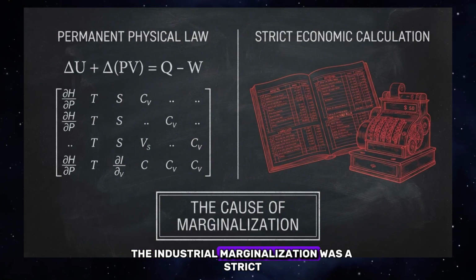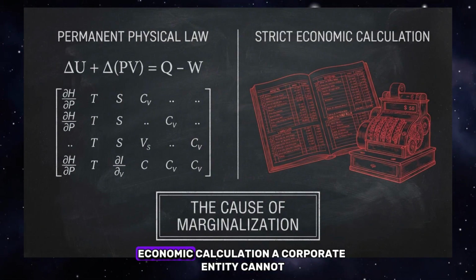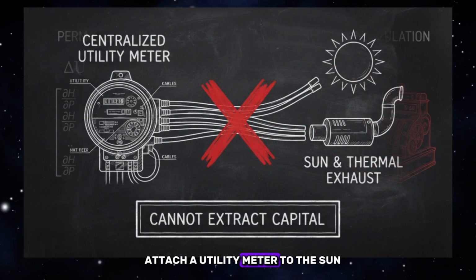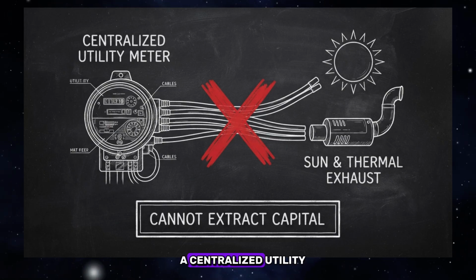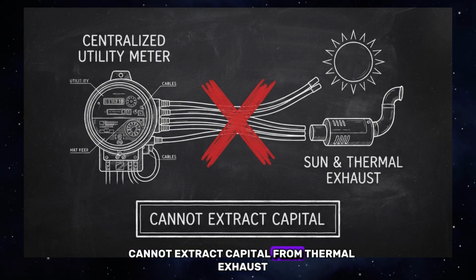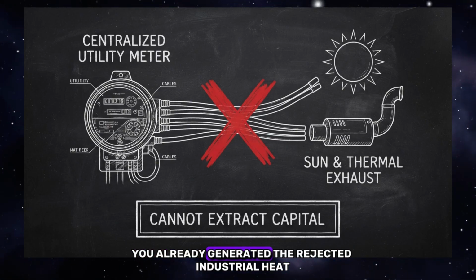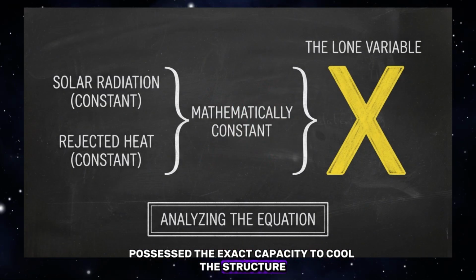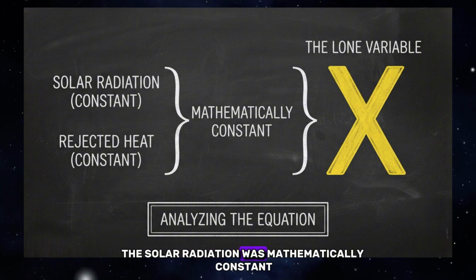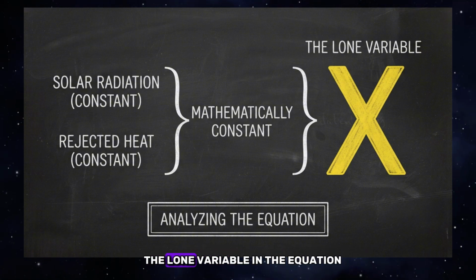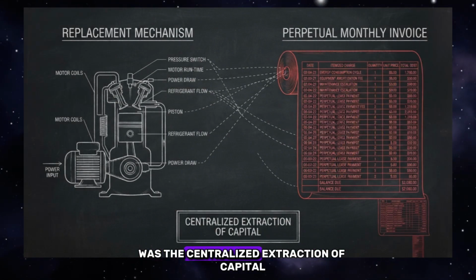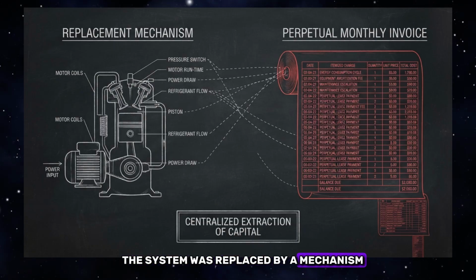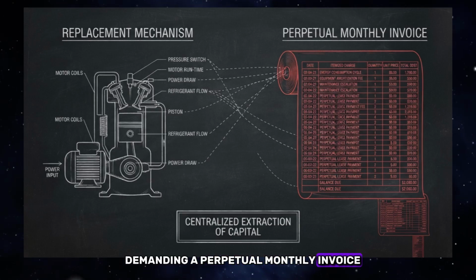The industrial marginalization was a strict economic calculation. A corporate entity cannot attach a utility meter to the sun. A centralized utility cannot extract capital from thermal exhaust you already generated. The rejected industrial heat possessed the exact capacity to cool the structure. The solar radiation was mathematically constant. The lone variable in the equation was the centralized extraction of capital. The system was replaced by a mechanism demanding a perpetual monthly invoice.